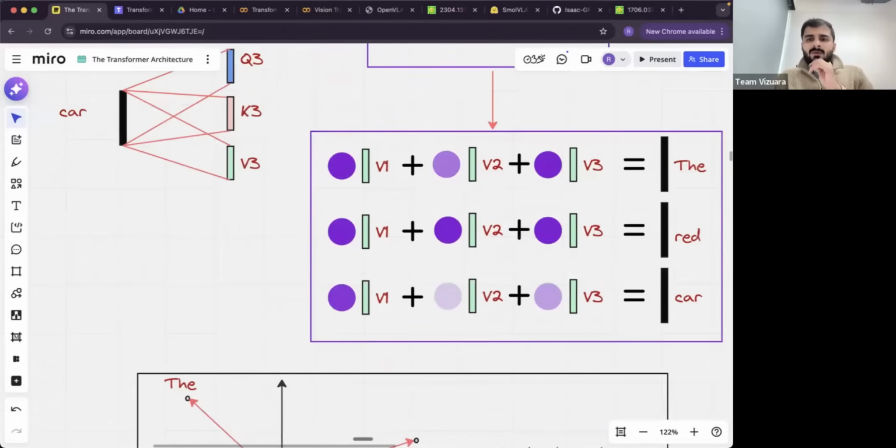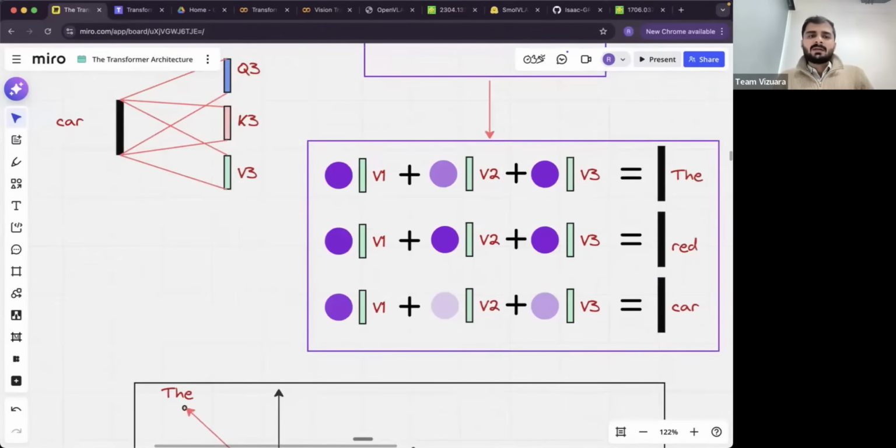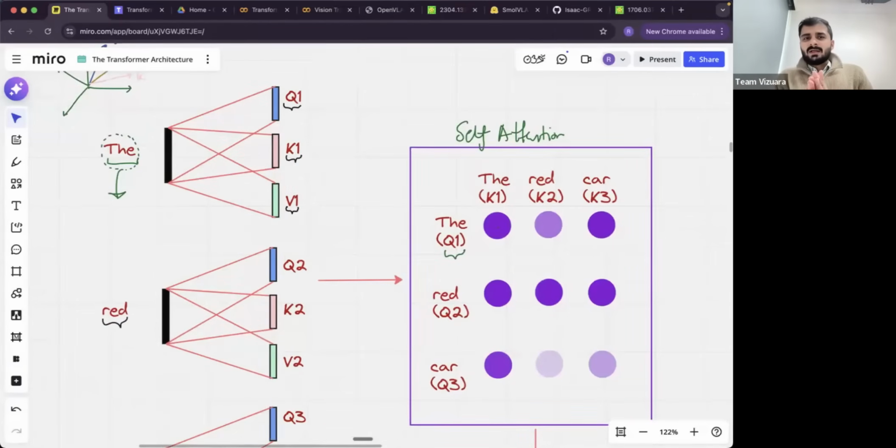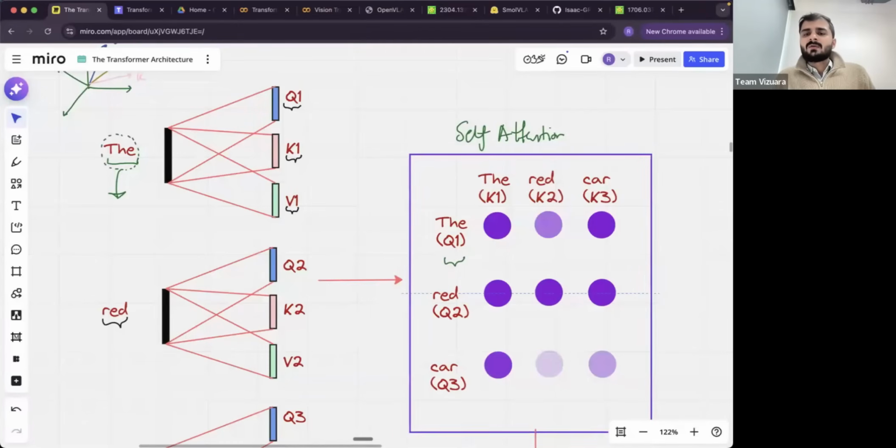Okay, there is a question in the chat which says the value is not clear. So the value is something which is very interesting. It's not just enough to calculate the scores. Imagine that you are the query "the" and you ask a query to all other tokens and you get the attention scores. What next? The attention score is a value which captures how much the query is related to other keys. But finally, you need to transform that query into something which is capturing these attention scores.